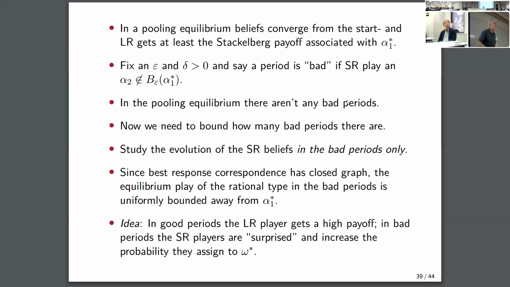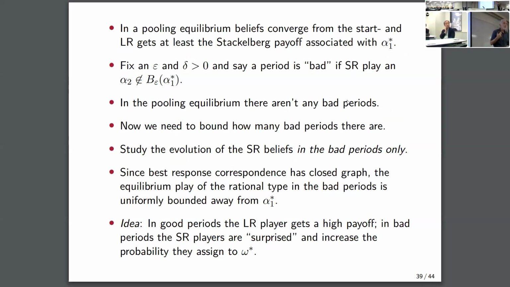So how does the proof go? Fix an epsilon and a delta and say a period is bad if the short-run players don't play a best response, an element of the epsilon best responses, to alpha one star. And we want to bound how many bad periods there are.